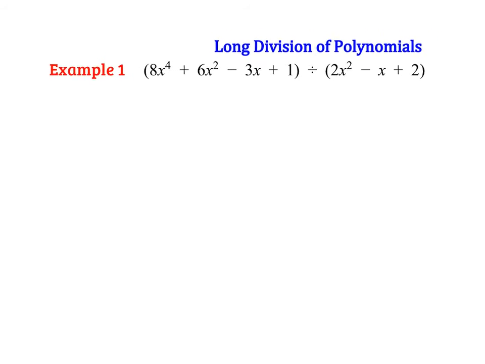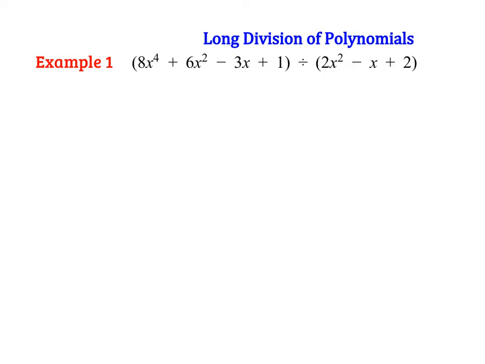Alright, so we're going to start with long division of polynomials. So here we have 8x to the fourth plus 6x squared minus 3x plus 1 divided by 2x squared minus x plus 2. So for the setup, we're going to write our first polynomial underneath our long division little table.